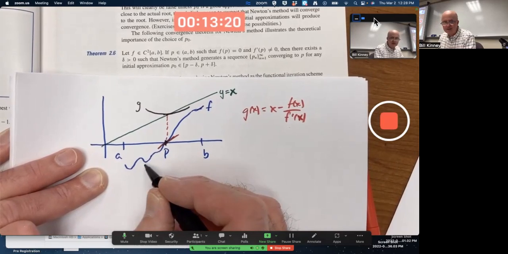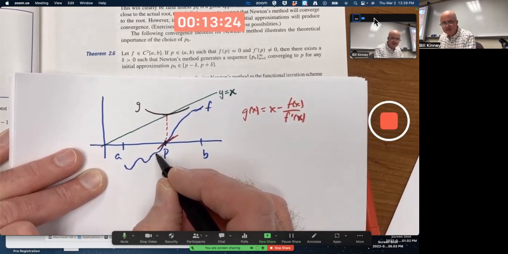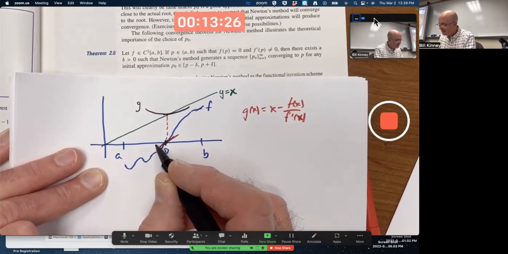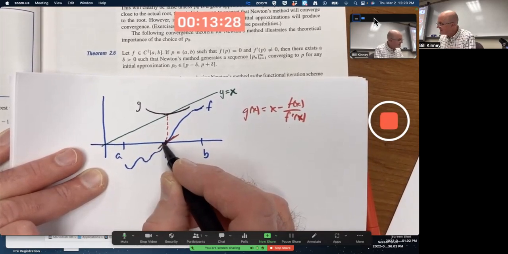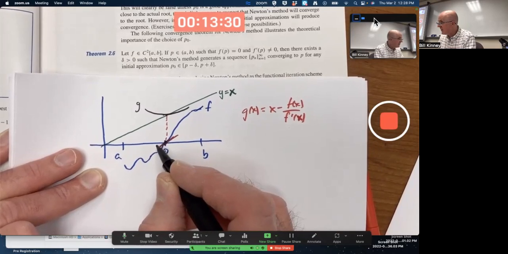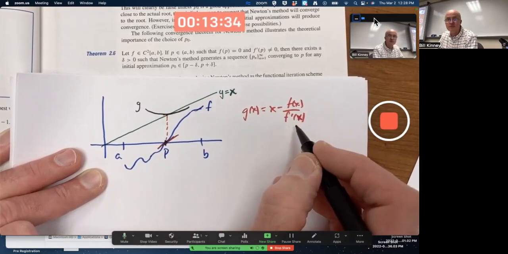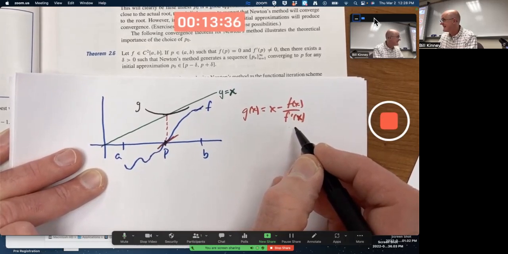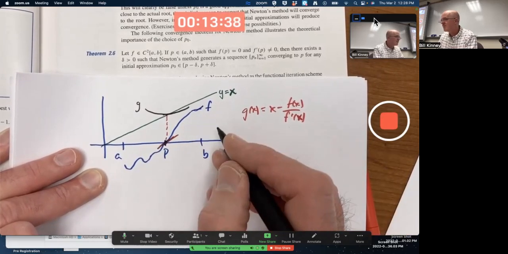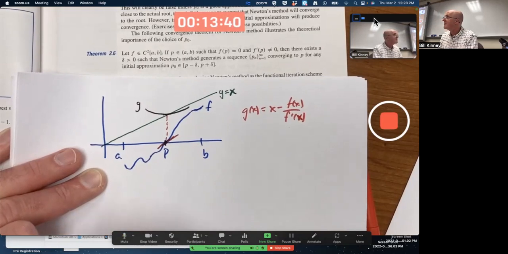Certainly 0 there and 0 there. If f prime happens to be 0 right there, the delta probably needs to be smaller than this distance right there, is probably what happens. And again, the graph of G would go up and probably have some sort of vertical asymptote there because you're dividing by f prime of x there. Okay, I'm not going to worry about that, just a verbal comment.